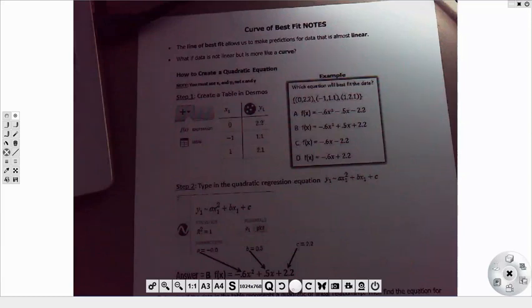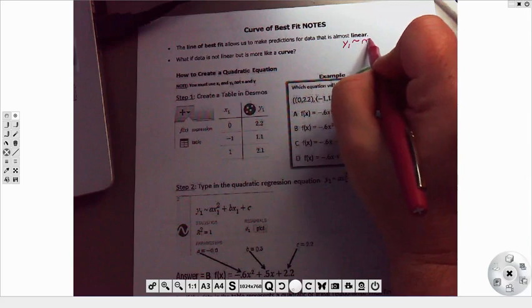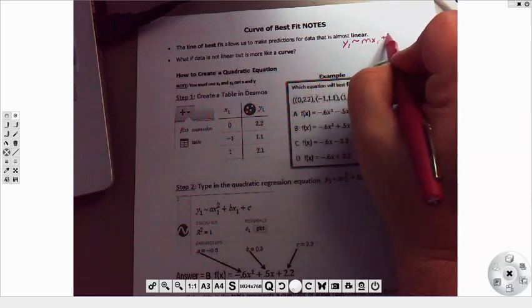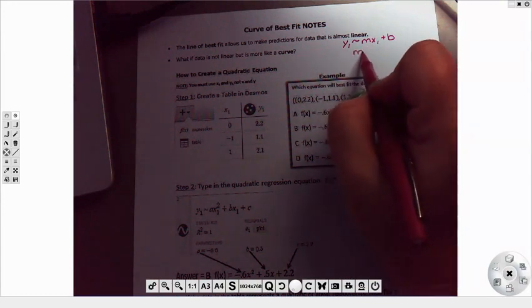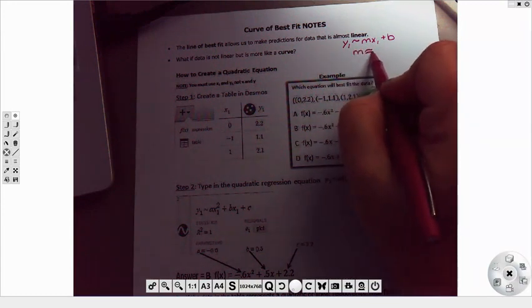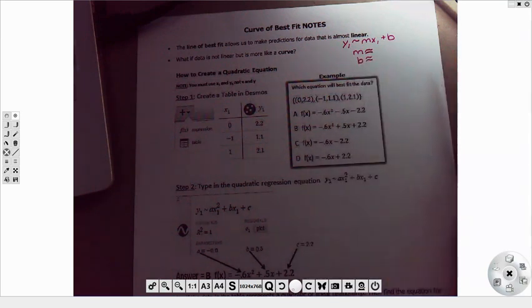All right, guys, we're going to look at curve of best fit. So we talked about a line of best fit shows us how to predict for a linear equation. And remember, that's where we did that y1 approximate mx1 plus b. We put it in Desmos, and Desmos told us what the m approximately was and what b approximately was as well. Okay, so now we're going to look at data if it's not linear, if it's more of a curve.